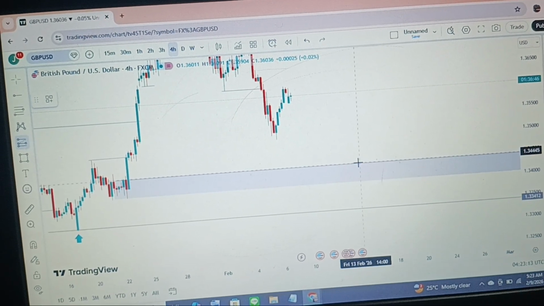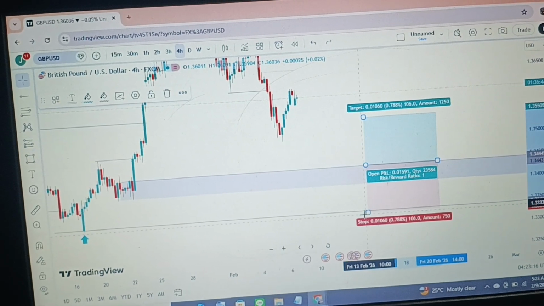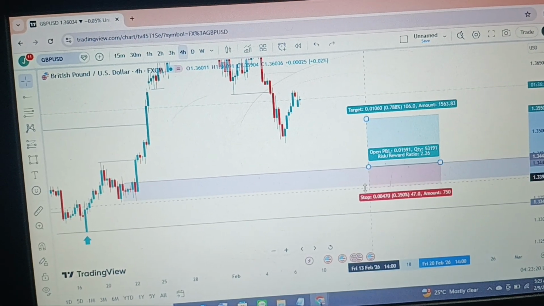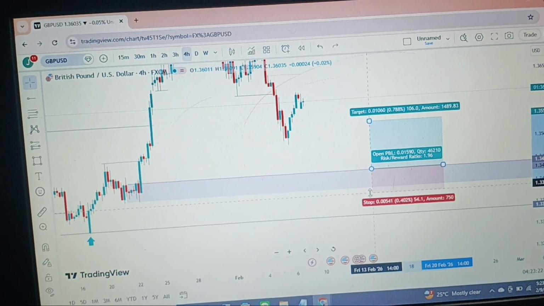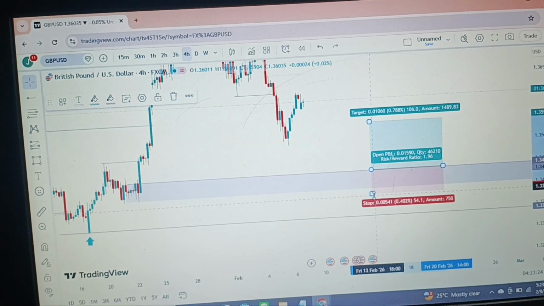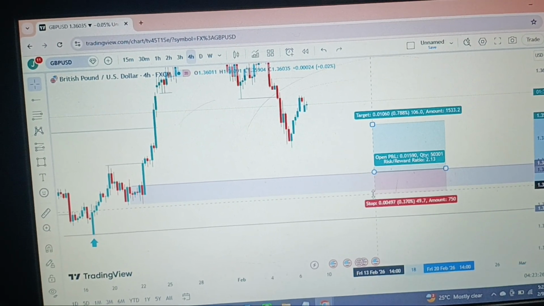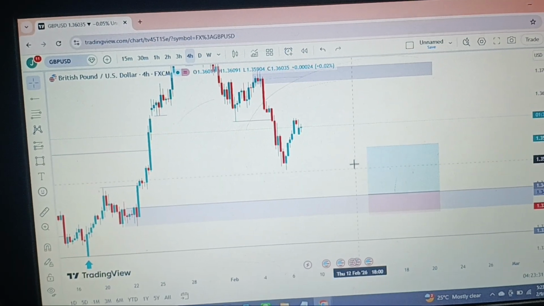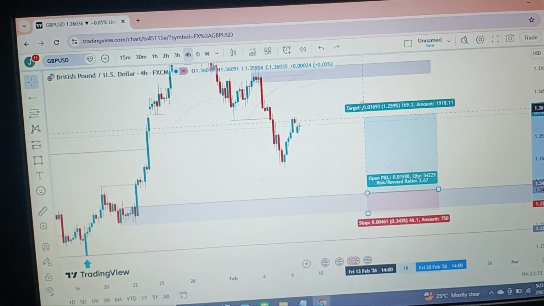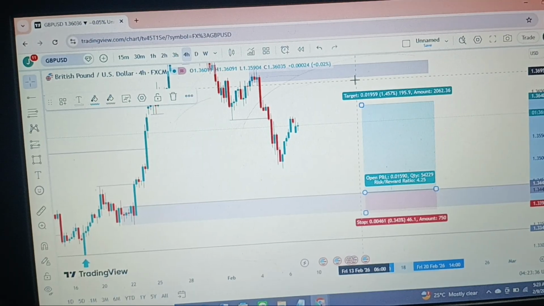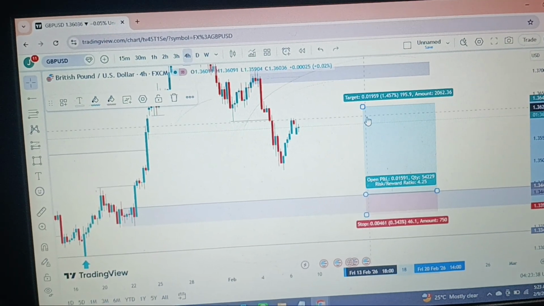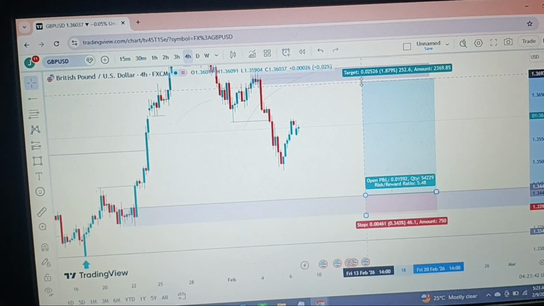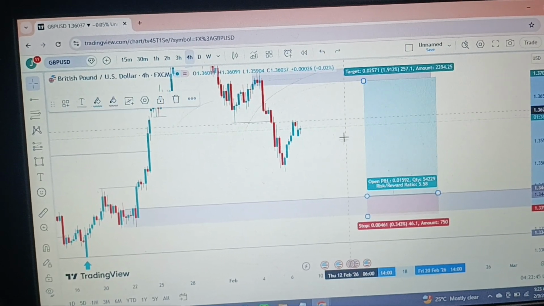Let's see. Depending on the pips, you know how to at least manage your risk. So the target should be this first level target. If price does not get to this level first before coming to the base, the first level target should be at this point. Definitely price will react from this level.